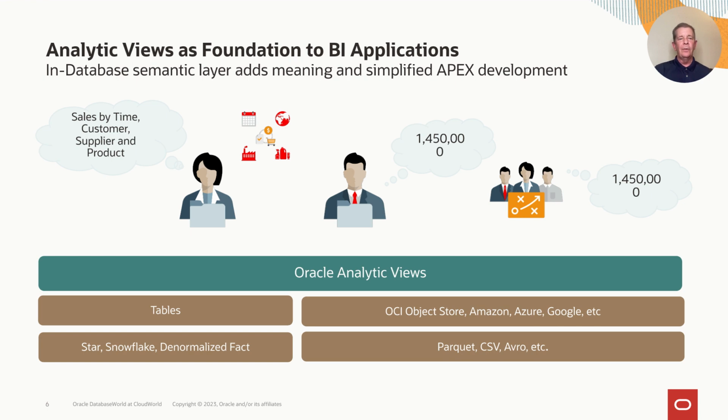These analytic views are going to explain exactly what the data is. So it's not going to be a collection of columns over a collection of tables. Instead, you're going to look at it and you're going to say, this is sales by time, customer, supplier, and product. And maybe there's a hierarchy, or maybe there's multiple hierarchies.